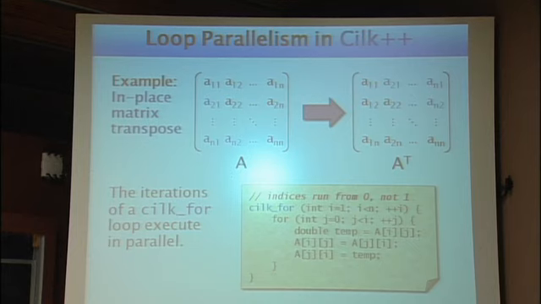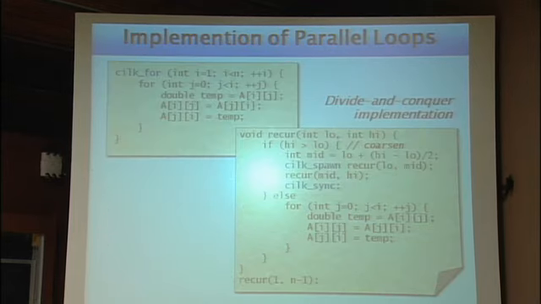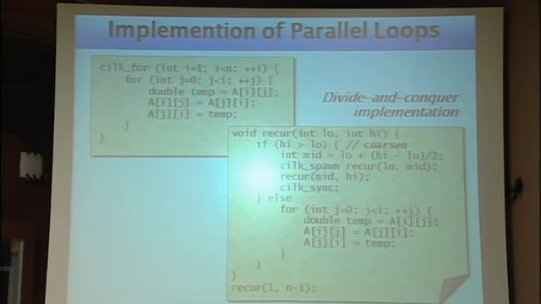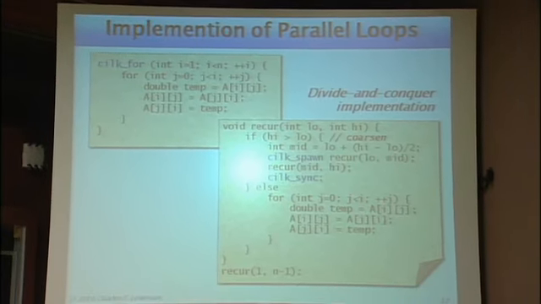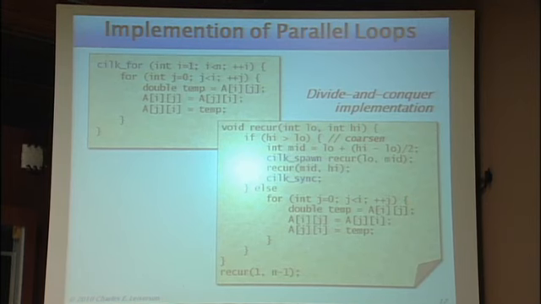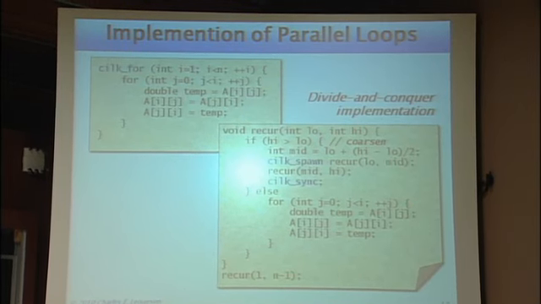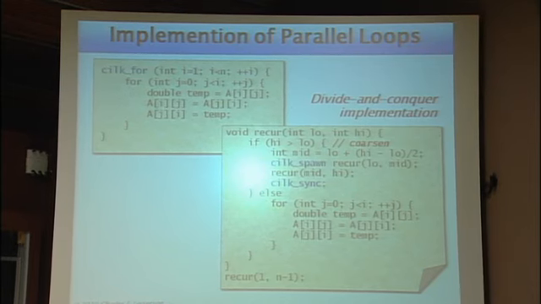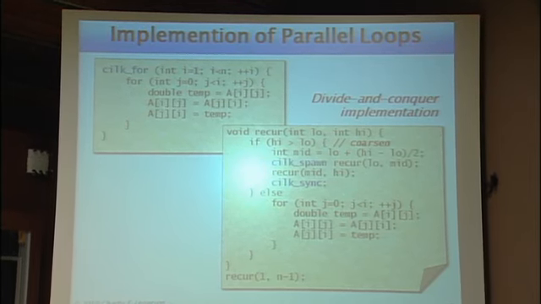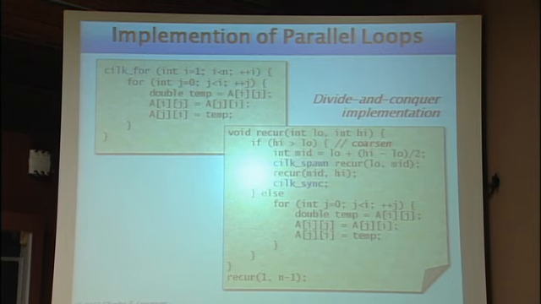Yeah, good. So let's take a look at analyzing this particular piece of code to understand what's going on. The way this actually gets implemented is as follows. Here's the code on the left. What actually happens in the Cilk++ compiler is it converts it into recursion, divide and conquer recursion.